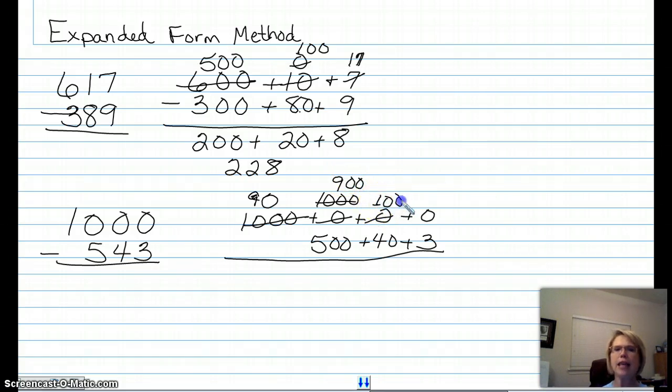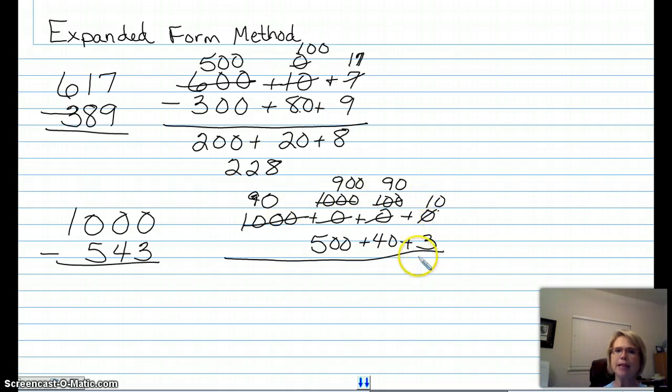But now I have to keep on regrouping and borrowing. So I'm going to borrow a 10 over here. When I borrow a 10, that leaves 90, and this becomes 10 over here. I still have 90, or 900. 90 and 10 make 100. I still have 1,000, but I just regrouped it.